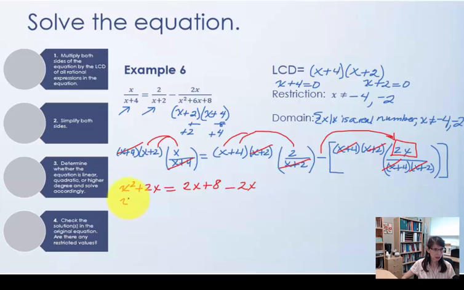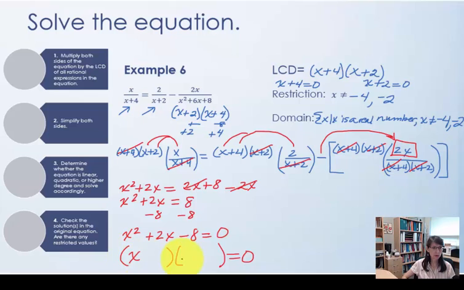To collect like terms, I have x squared plus 2x on the left, and on the right-hand side you'll notice that 2x and minus 2x eliminate, so x squared plus 2x equals 8. I'll need to subtract 8 from each side so that I can get this quadratic equation in its standard form and equal to 0. x squared plus 2x minus 8 is equal to 0. So factoring is going to be needed here.